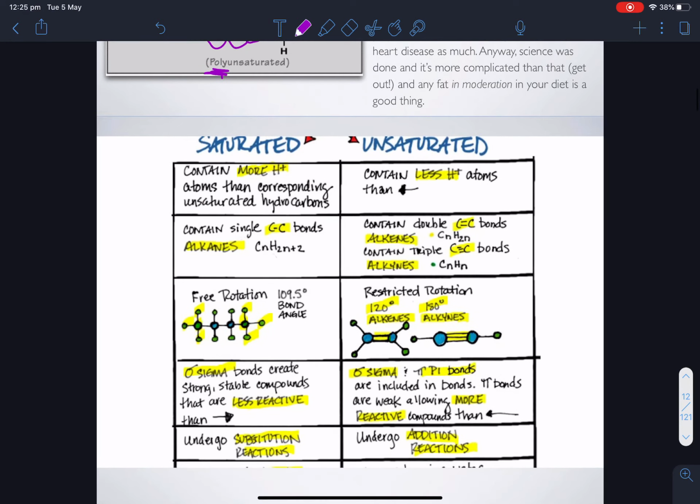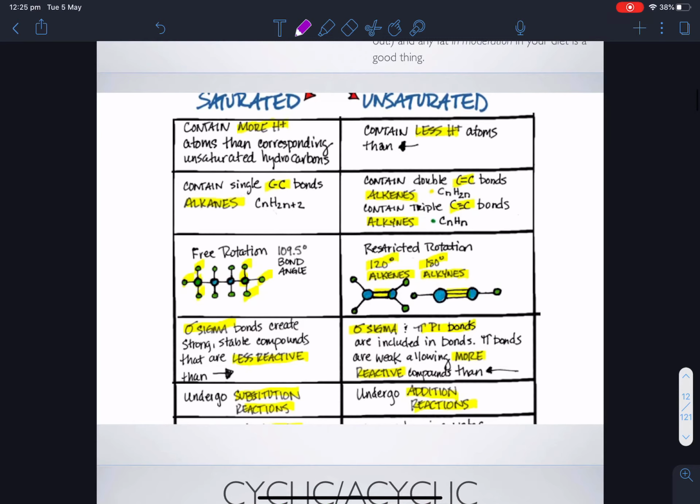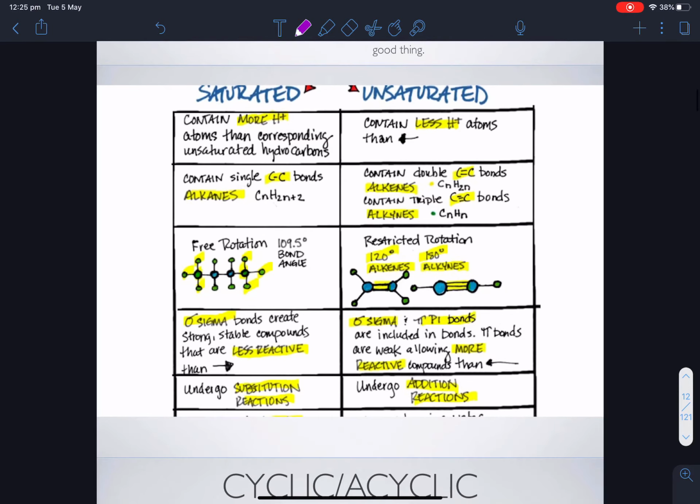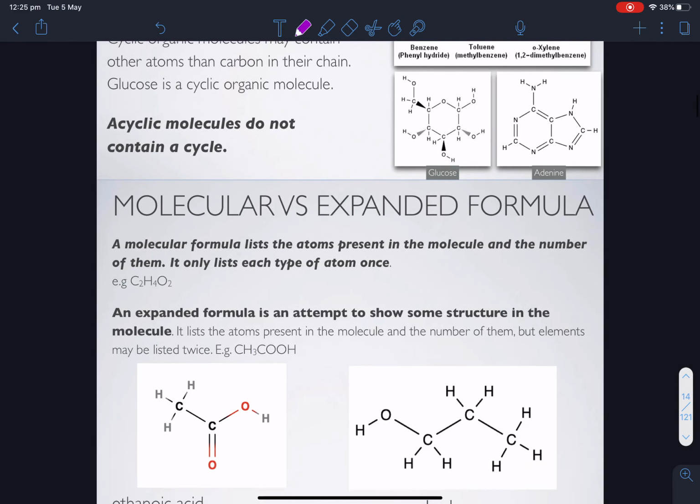So here's a nice diagram that I found somewhere online, a table from unsaturated to saturated. Not all of these will be helpful now, but it'll be a good revision thing to go on with there.